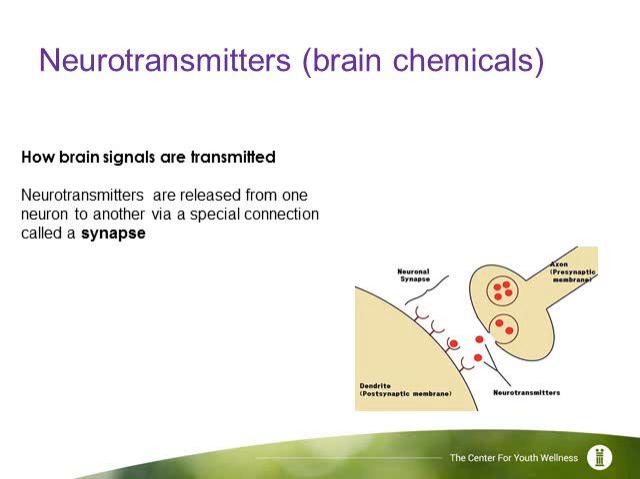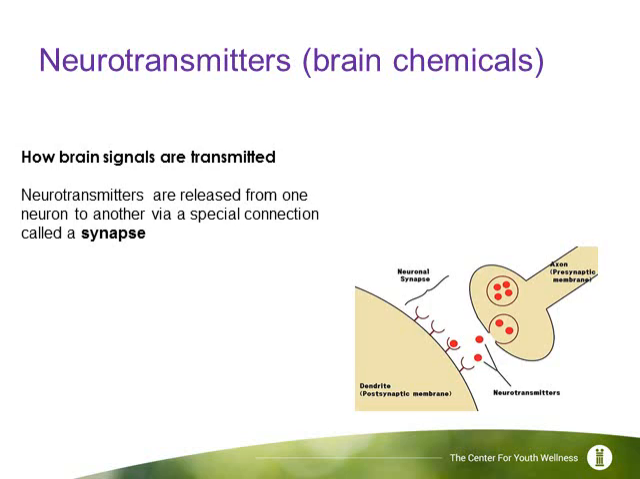How brain signals are transmitted. Neurotransmitters are chemicals that float in between the synapse. An example of a neurotransmitter would be adrenaline. Neurons or brain cells communicate by passing chemical signals called neurotransmitters across the synapse. If you look here, you can imagine adrenaline rushing out to tell you to run if there's a gorilla chasing you.